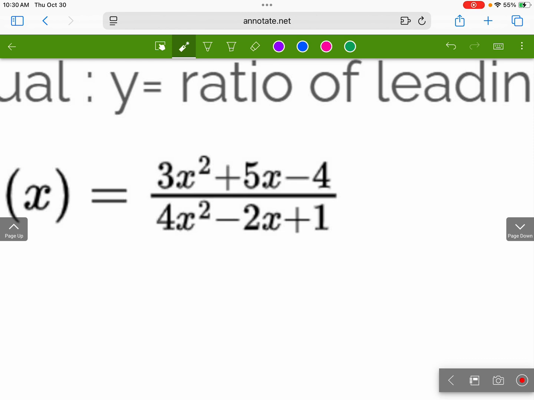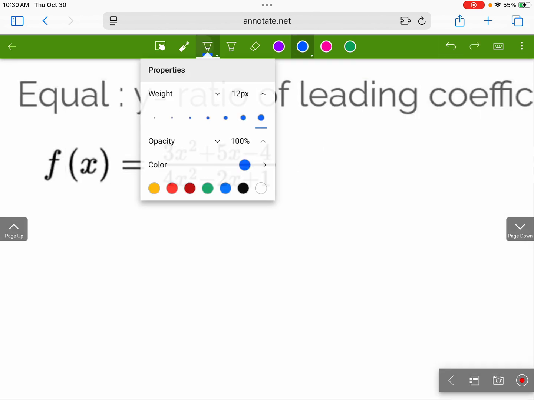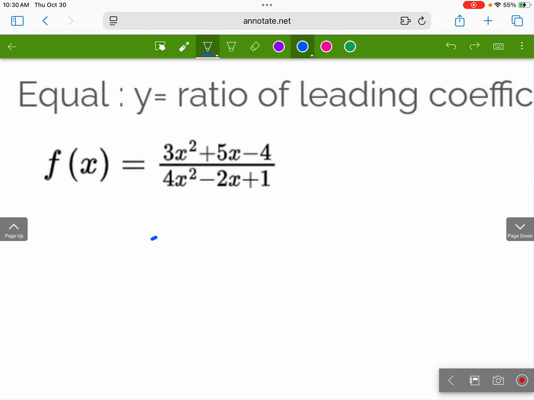So what is the leading coefficient of my numerator? 3. What is the leading coefficient of my denominator? It is 4. So this ratio, 3/4, this is my asymptote. We're going to have a horizontal asymptote at y equals 3/4. That's our asymptote.